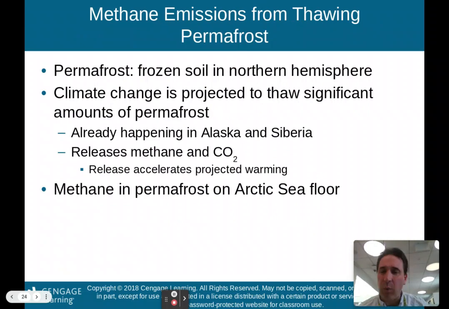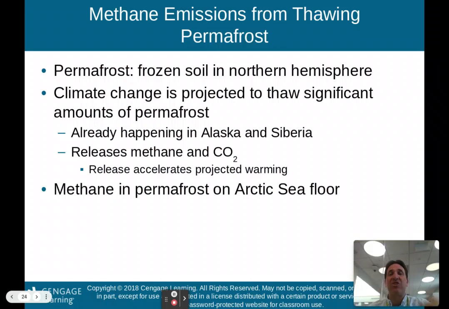This slide talks about what I just spoke about a little bit ago, the methane emissions from thawing permafrost. Again, what is permafrost? Frozen soil in the northern hemisphere. Climate change is projected to thaw significant amounts of that permafrost, already happening in Alaska and Siberia. Not only does it release methane when you thaw this permafrost, but also carbon dioxide that has been trapped in that frozen soil for millions of years, or at least tens of thousands of years, right?